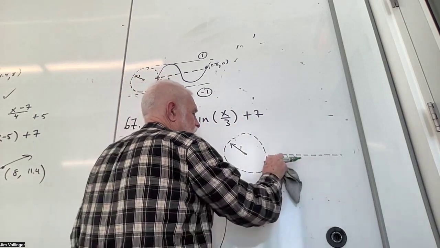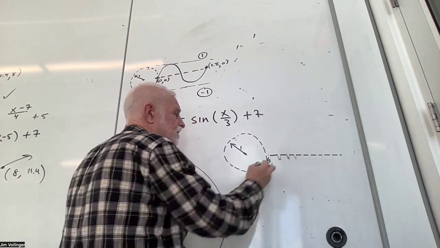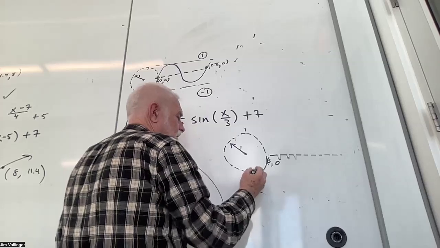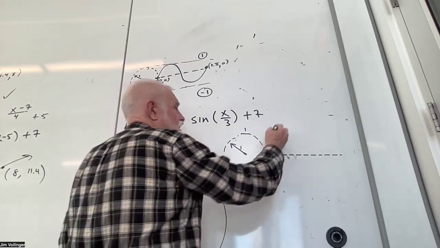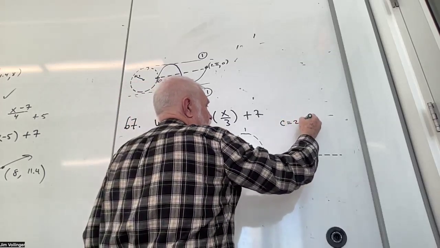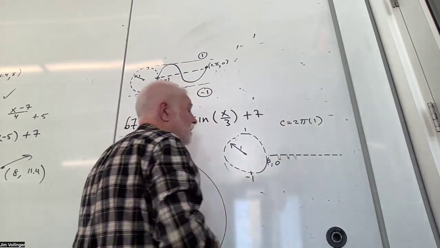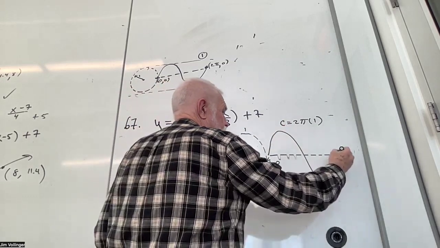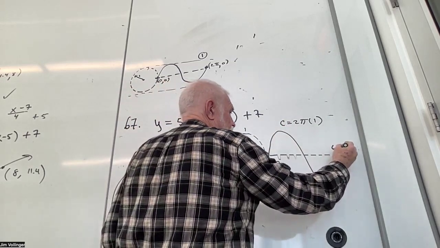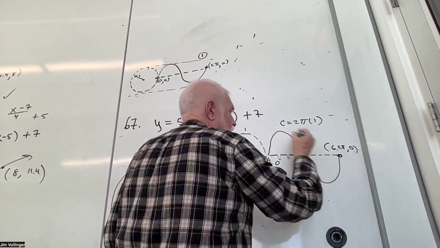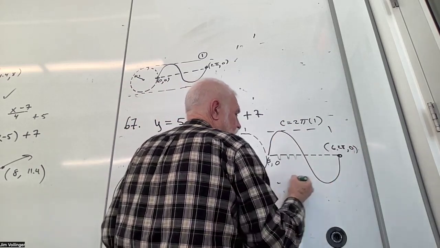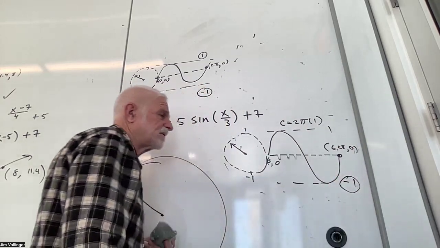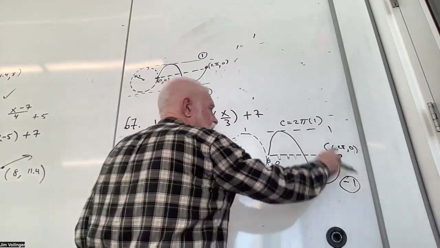So I think let's just do the sine function. The sine function 0, 0 goes to a height of 1 to negative 1. And once around the circle, circumference equals 2 pi times radius of 1. That's 6.28 units. 6.28 units gets me back to 0. And I go to a height of 1 and a height of negative 1. That's the range. The range is from negative 1 to 1.